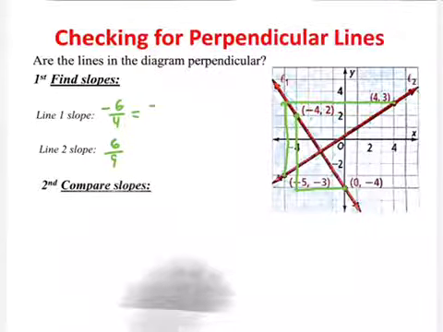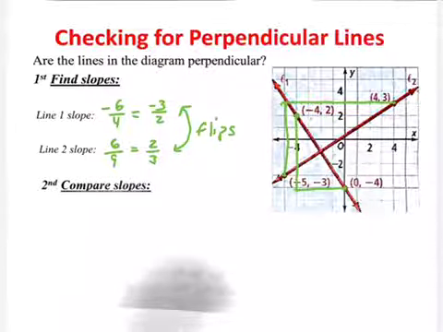So I've got -3 over 2. This time I've got 2 over 3. I should notice right off the bat, these are just flips of one another. So that means they're flips and they have different signs, so they're opposite reciprocals. And opposite reciprocals tell us that our lines are perpendicular.